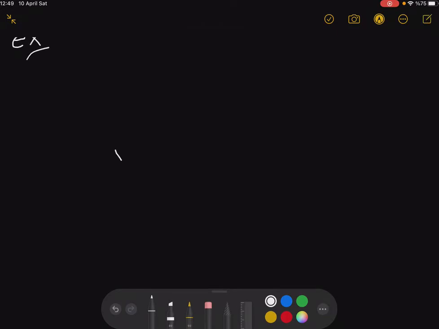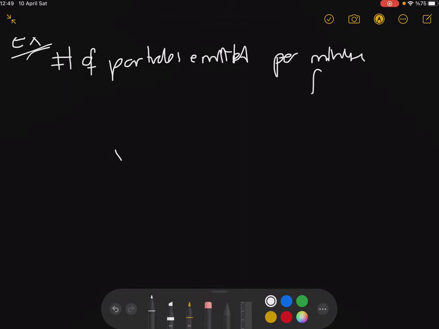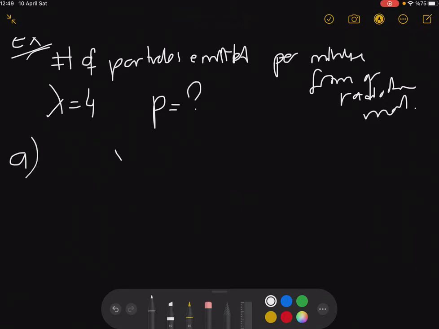The other example given in the textbook is the number of particles emitted per minute from a radioactive material, which is lambda is 4 here. The number of particles per minute emitted from a radioactive material is 4. And in a randomly picked minute, any minute, what is the probability that no particles are emitted? The first part of the question is asking us this one. The probability of no particles emitted.